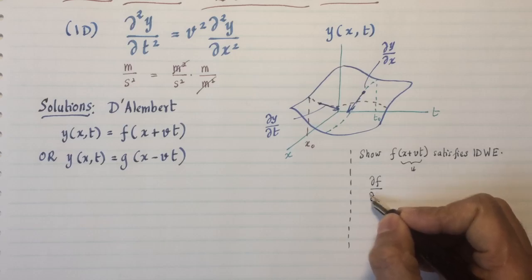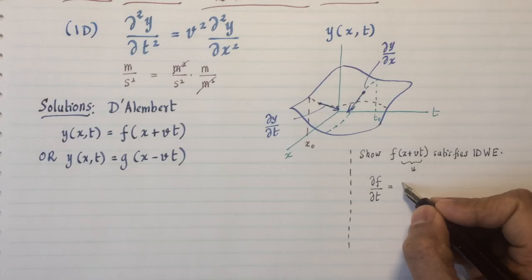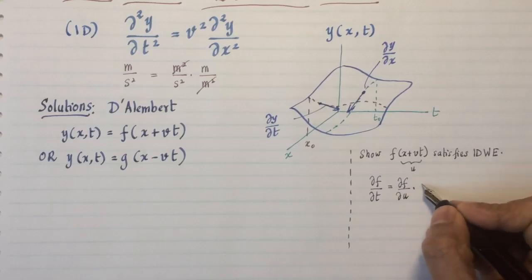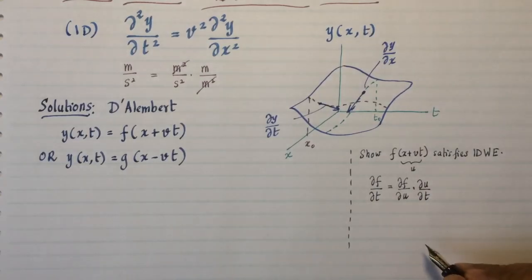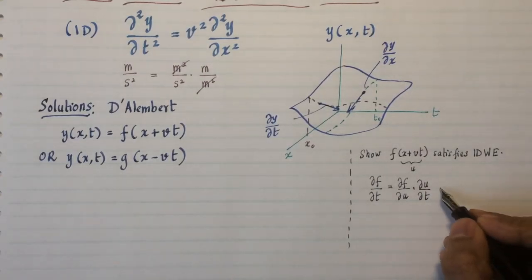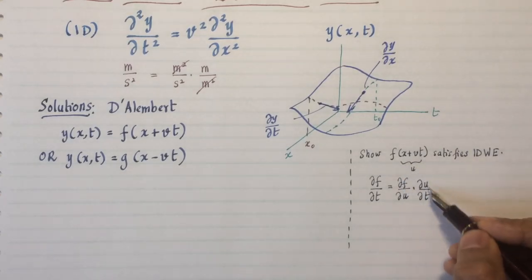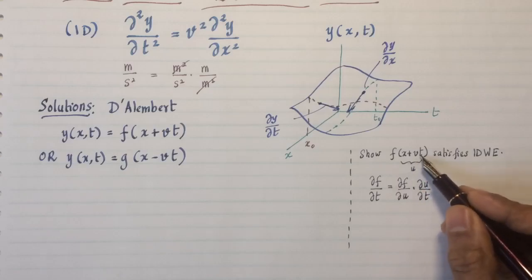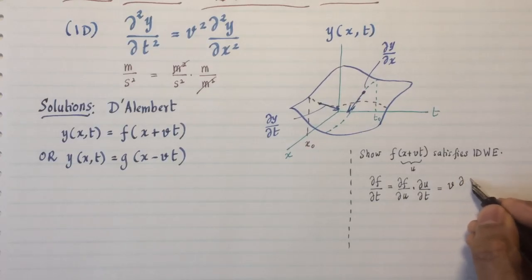So del f by del t is the first derivative. I can write that as del f by del u times del u by del t by using the chain rule in partial derivatives. So del f by del u is just whatever it is, and del u by del t, well, that's easy to do. When I differentiate u with respect to time, I just get v. So that's going to be v times del f by del u.